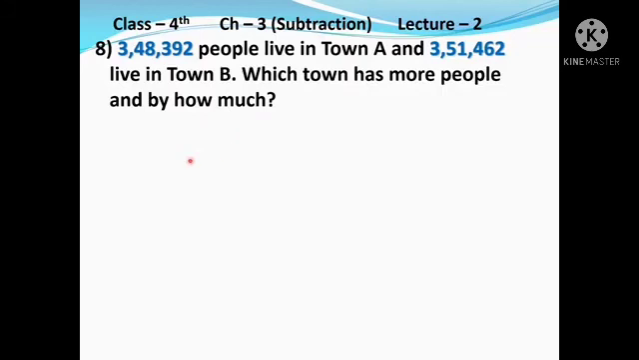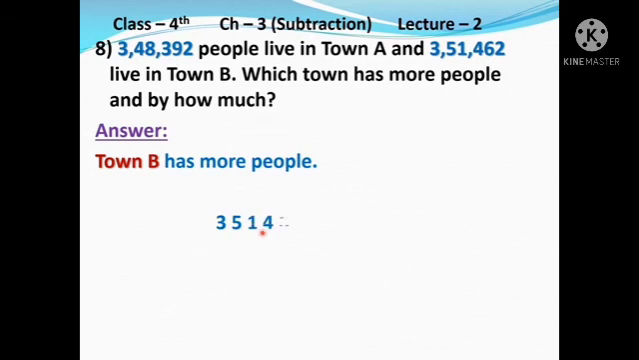See, okay? Compare 3,51,462 live in town B and 3,48,392 people live in town A. See, which one is greater? 3,51,462. So, town B has more people. And then we have to find by how much. It means we will do subtraction. See, 3,51,462 minus 3,48,392. Now, subtract this. 2 minus 2, 0.